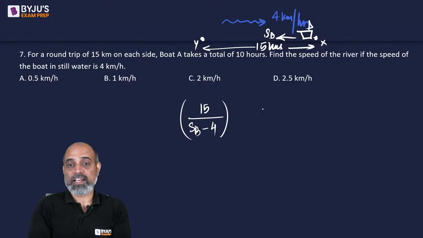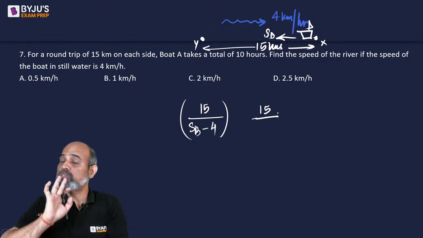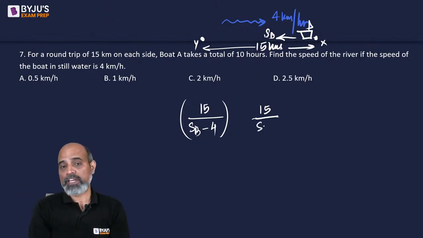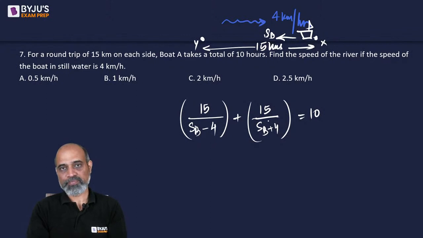Now, while coming back, it will cover the same distance, 15 kilometers, but his speed will increase because the stream is going to push it. So his speed will become SB plus 4. The sum of the time total is given as 10 hours. We need to find out the value of SB.